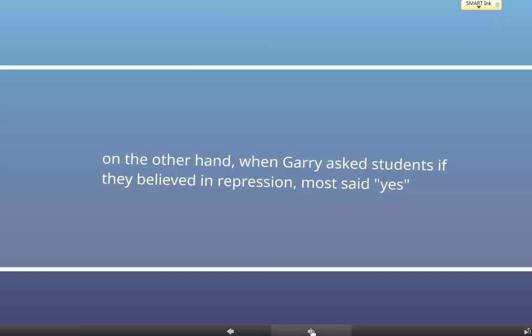On the other hand, a little bit of evidence maybe to put in as a counterpoint. When a researcher called Gary asked students if they believed in repression, most people said yes, they believe in repression. So maybe we should say that's a kind of common sense versus scientific view. It's a little bit that you could use for that debate as well, for those of you who've covered that area.